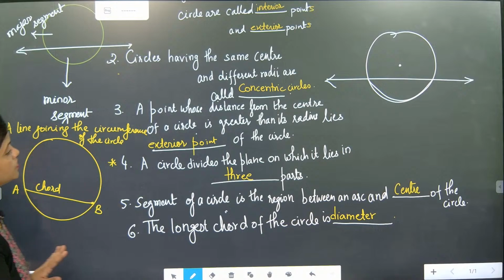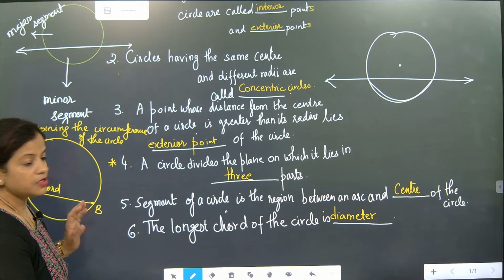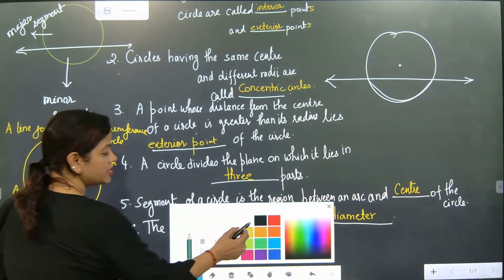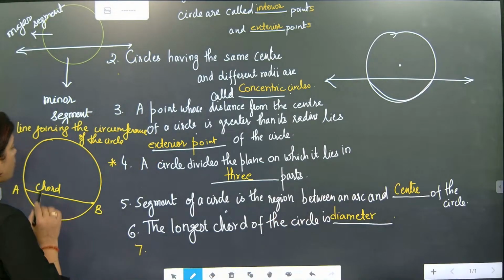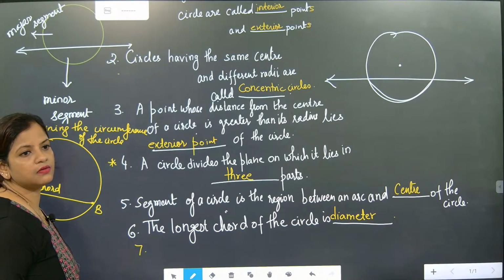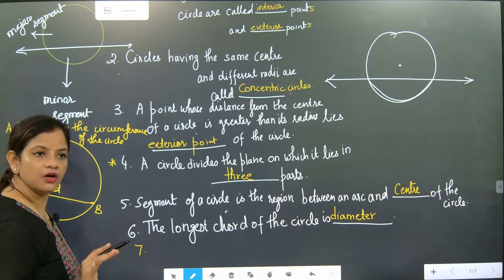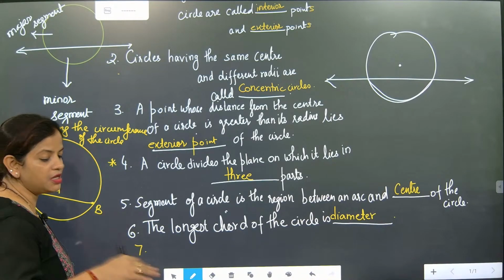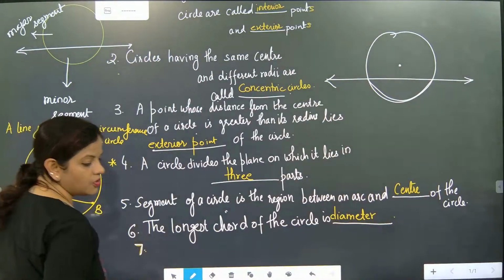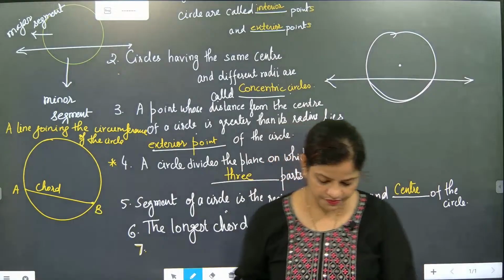So how many questions have we gone through? 6 questions. Now we are going to go for the 7th question, on minor arc and major arc. Now understood, beta? Did you get what a chord is, what a segment is? How many chords can we draw for a circle? Infinite chords. We can draw many chords for a circle. So now let's go for the next question, beta.